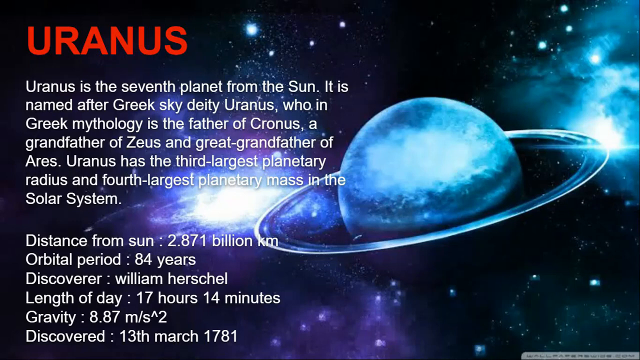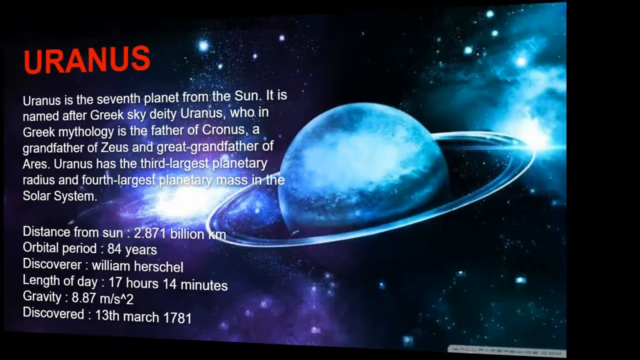Its distance from the Sun is 2.871 billion kilometers. Its orbital period is 84 years and its discoverer is William Herschel. Its length of the day is 17 hours 14 minutes. Its gravity is 8.87 meters per second square. It was discovered on 13th March 1781.